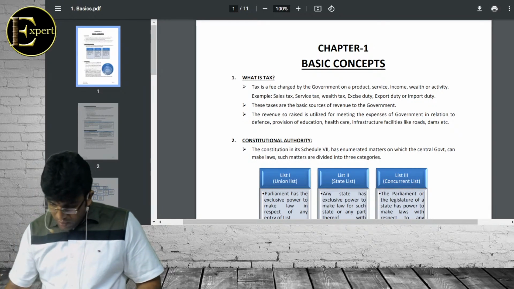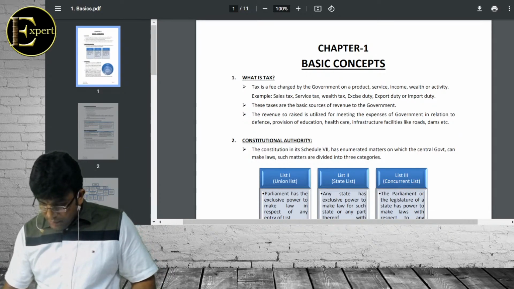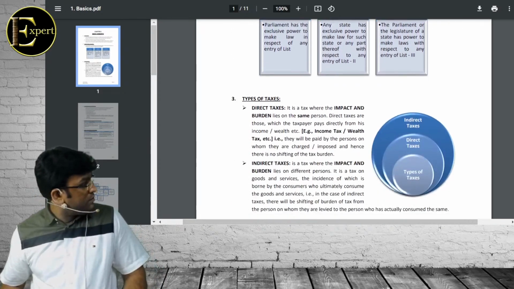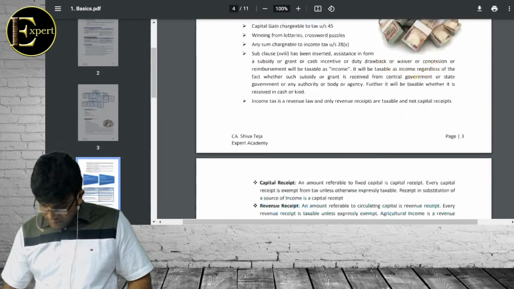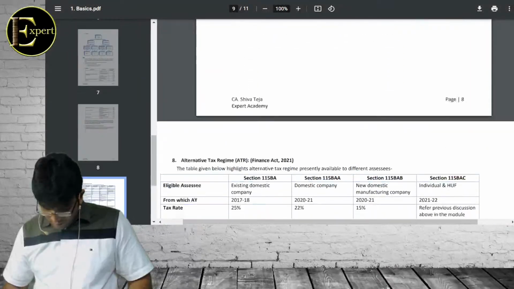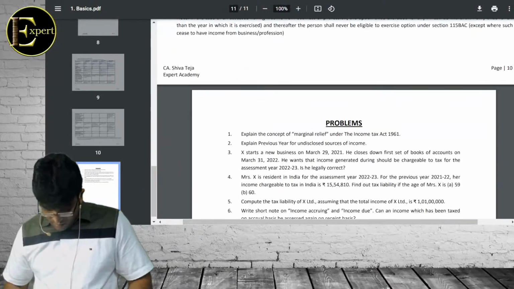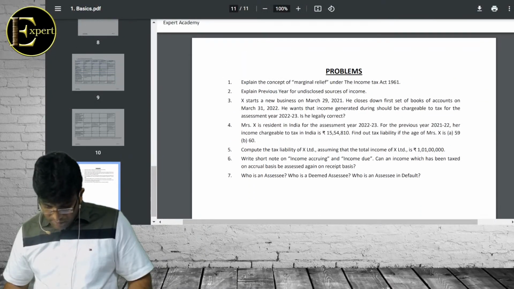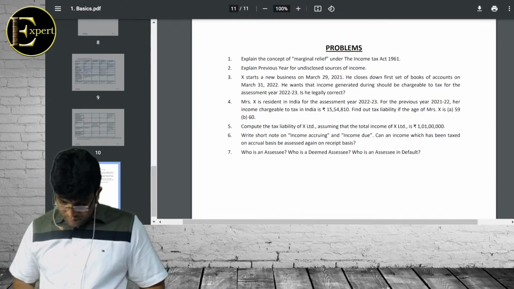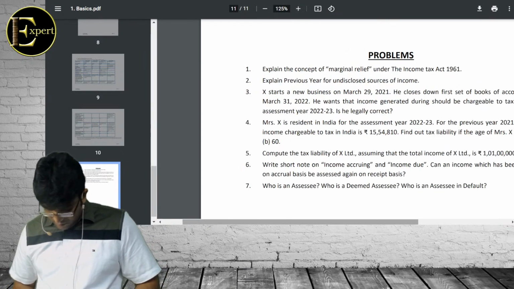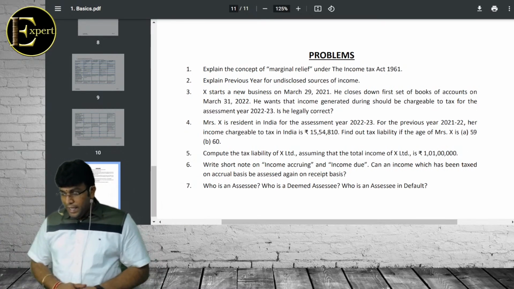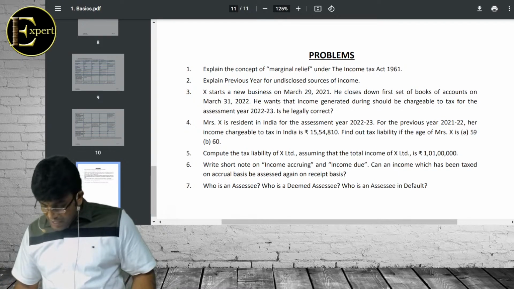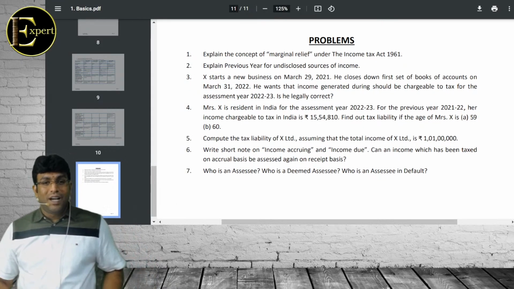Chalo. Look at the visible rates. You can open your material. Yeah, last page please. Come on guys, what is the first question? Explain the concept of marginal relief under Income Tax Act. How do you put it in words?